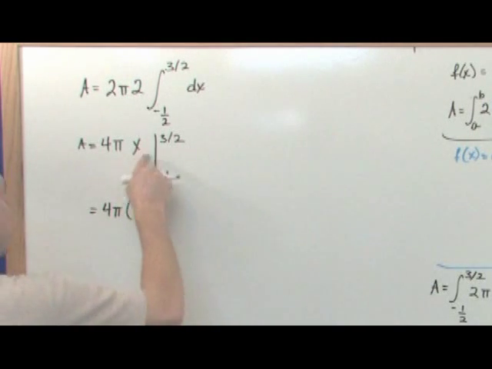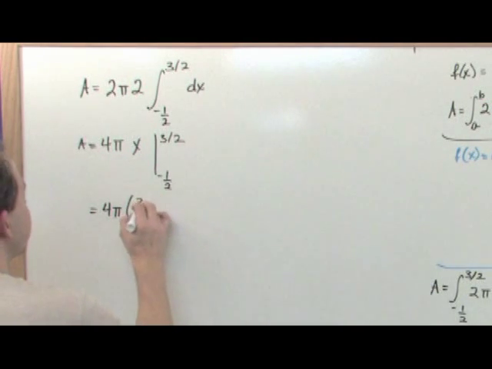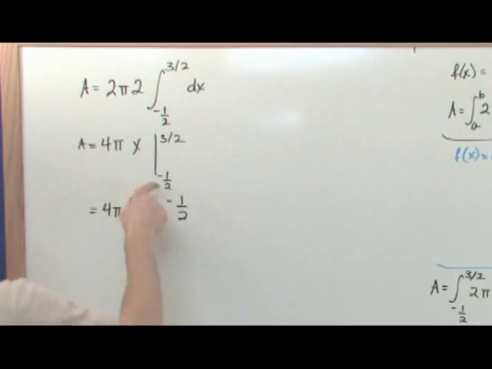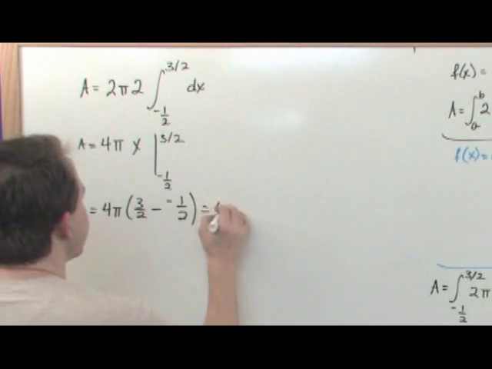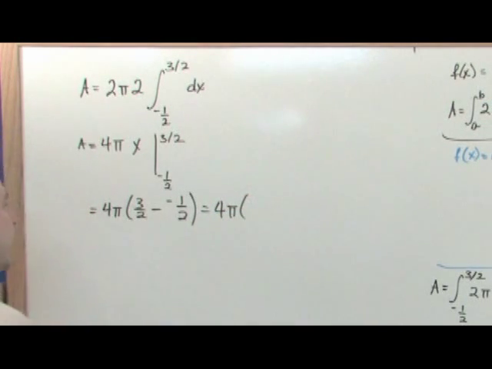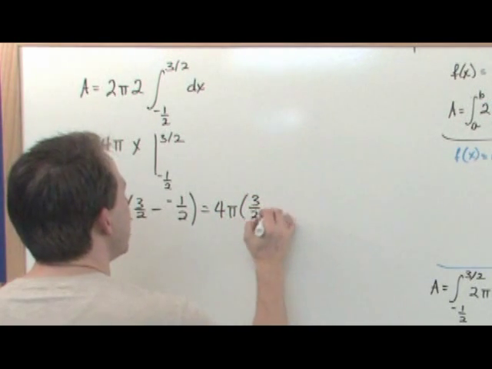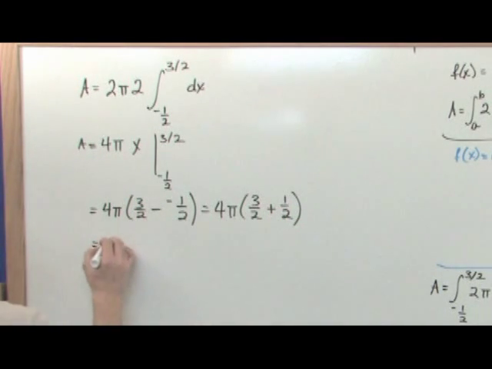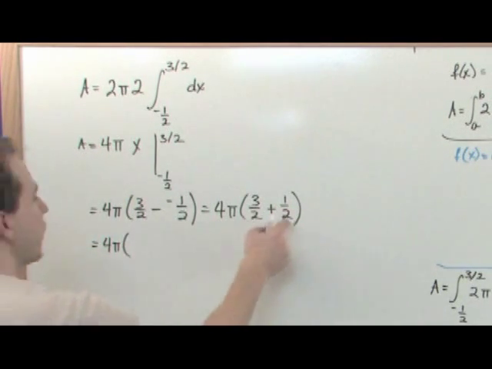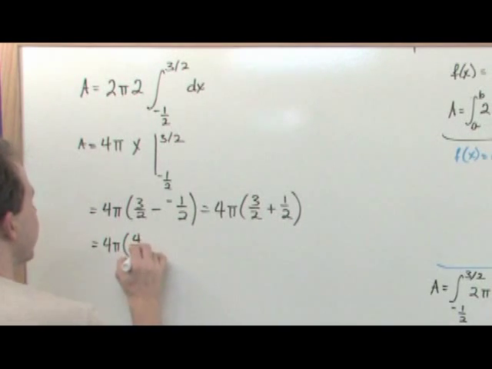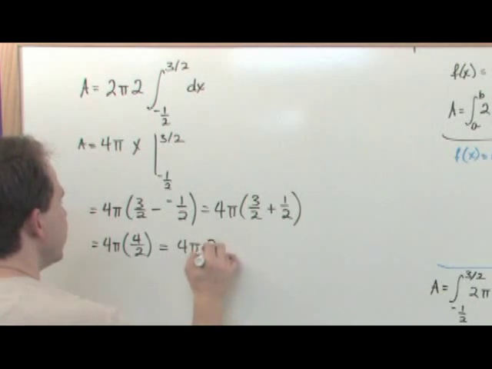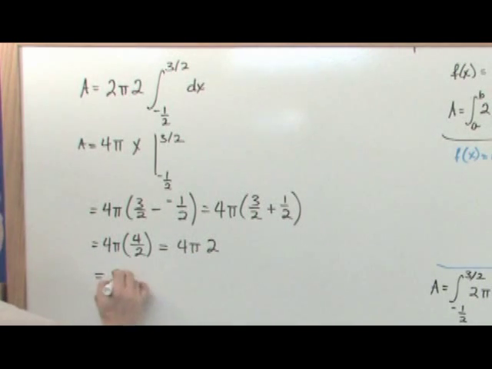times, I'm just going to evaluate x at the top and the bottom, so it's going to be 3/2 minus a negative 1/2, because it's minus and I have a negative 1/2 here, so I'm going to have 4 pi, and on the inside here, I'm going to have 3/2 plus 1/2. And so then finally I'm going to have 4 pi times, I already have a common denominator, so it's going to be 4 over 2, so it's going to be 4 pi times 2. The answer is going to be 8 pi. Okay, 8 pi, and that's the answer.